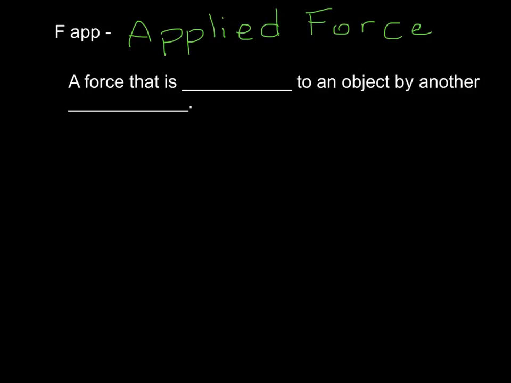As a definition, the applied force is a force that is applied to an object by another object. This could be 2 cars colliding, this could be 2 people colliding, this could be a book sitting on a desk. The applied force is the force that's applied to an object by another object. And again, it's just a very general force. You can use it for a lot of different situations.